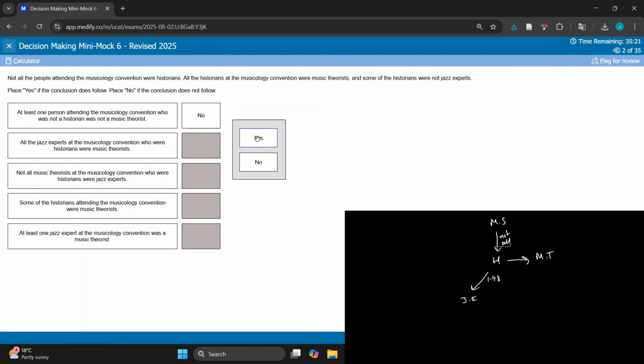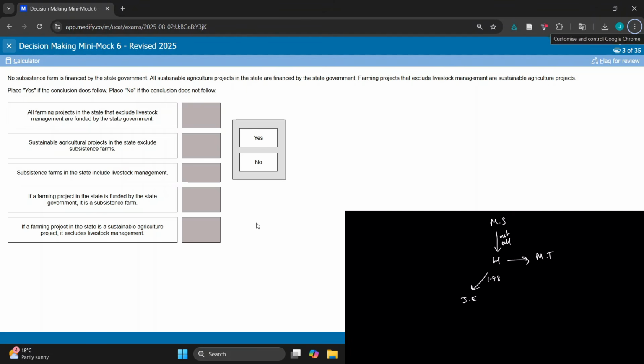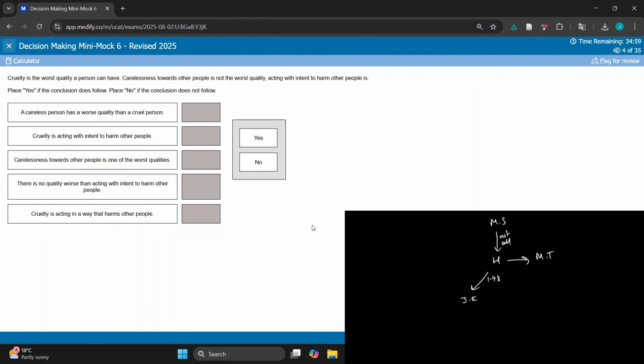All jazz experts who were historians were music theorists, yeah. Not all music theorists who were historians were jazz experts. Yes, because only some of them were. Some of the historians attending the musicology convention were music theorists. So this is no, because it's not some, it's all. At least one jazz expert was a music theorist. Yes. Okay, so I'll skip this one. I'll come back to it.